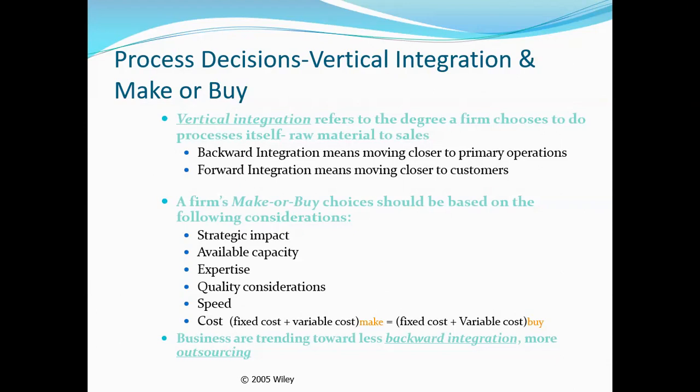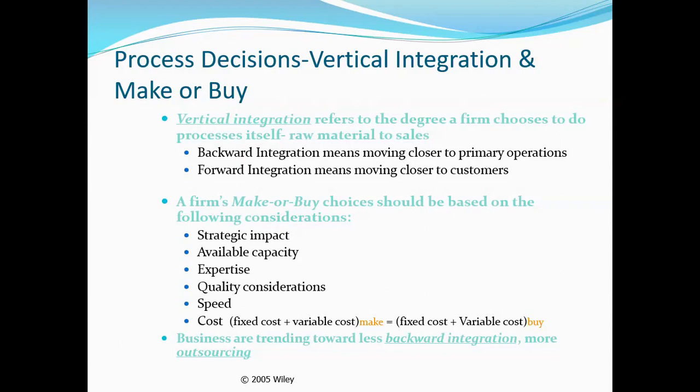So that's closer to the customer because they actually own some dealerships, they bought some dealerships. So those are another type of vertical integration. And then they have make or buy choices. It depends on how much it will affect you if you decided to make it or if you decided to buy it.